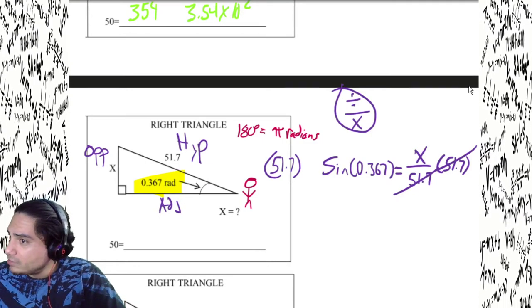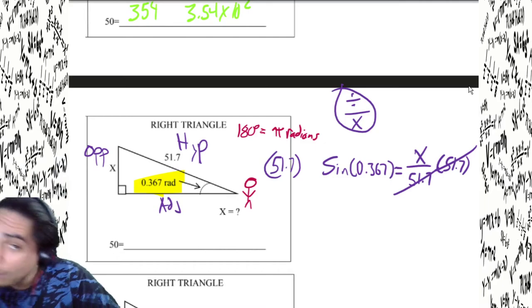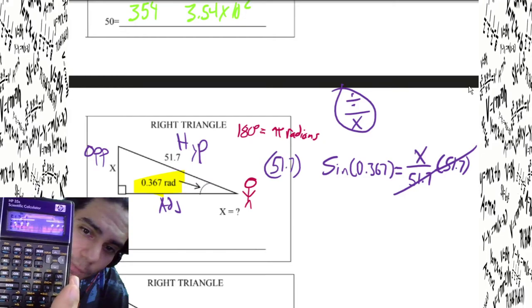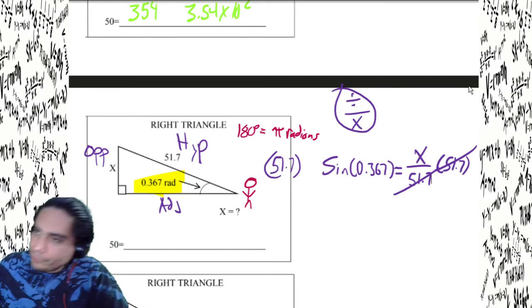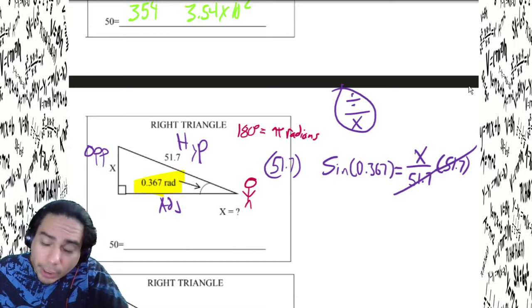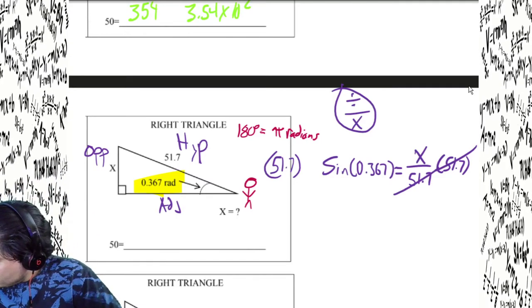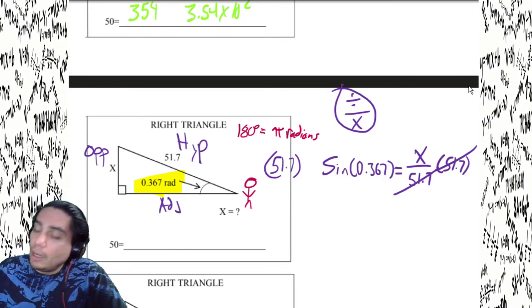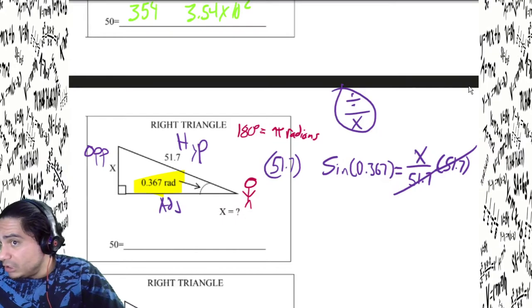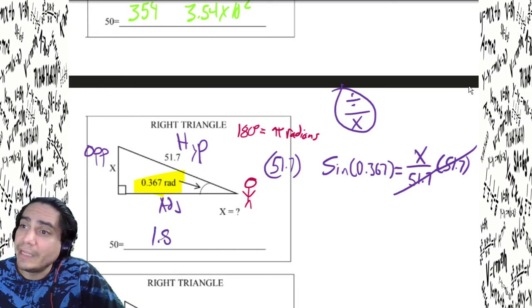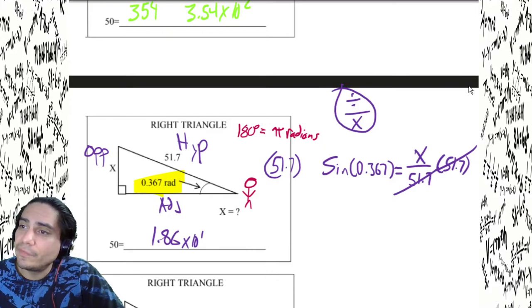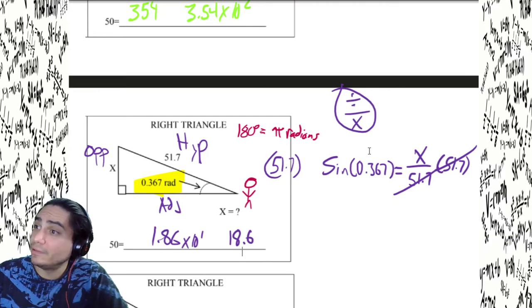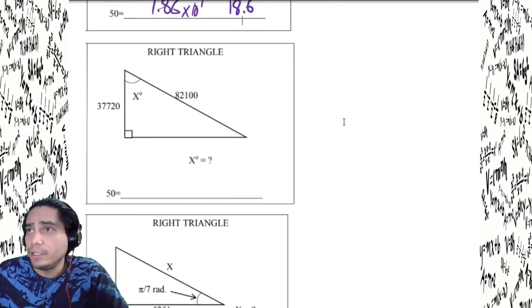So we got 51.7, let's hit enter. Remember, that calculator better be in rad mode. How do you know it's in rad mode? At the top, it's going to say rad, okay? So I got 51.7 in the calculator. Now we're going to put 0.367, and we're going to immediately hit sine. Then we're going to multiply it. All right, we got our answer. Apparently, the x in this problem is 1.86 times 10 to the first, or 18.6. Okay, hopefully you're seeing both methods. Hopefully you're getting better at this because, you know, I'm trying here, okay?